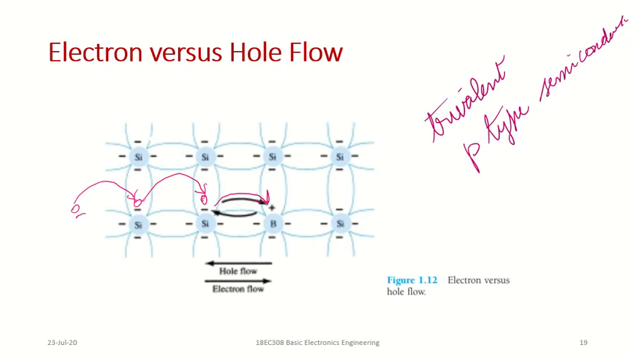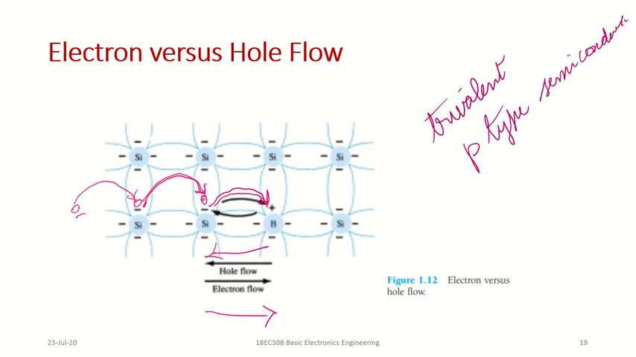So what happens when the electron is moving from left to right? This electron is coming and filling this place, the hole. This electron is coming and filling this place, right? So the electron is moving from left to right. What happens? A hole is moving from right to left. You can see the hole is moving from right to left.